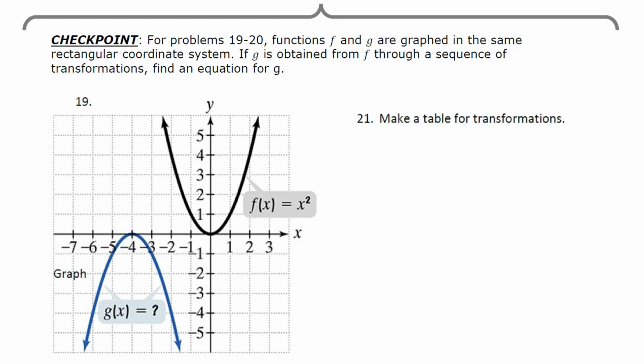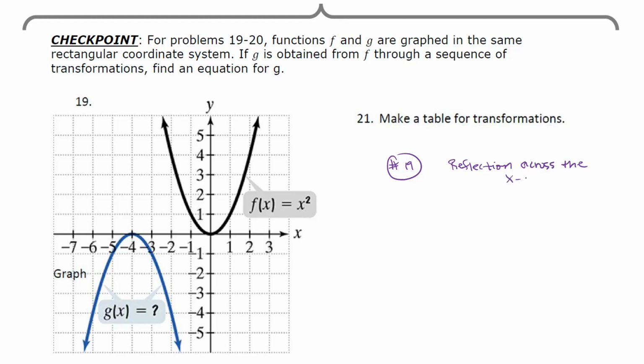What has changed? The first thing that I noticed right off the bat is that some sort of reflection has happened because my x squared was looking up and now it's looking down. It was happy and now it's sad. And that reflection happened over the x-axis. So I know that there's a reflection over the x-axis. So let's write that down. For 19, we're going to have a reflection across the x-axis.